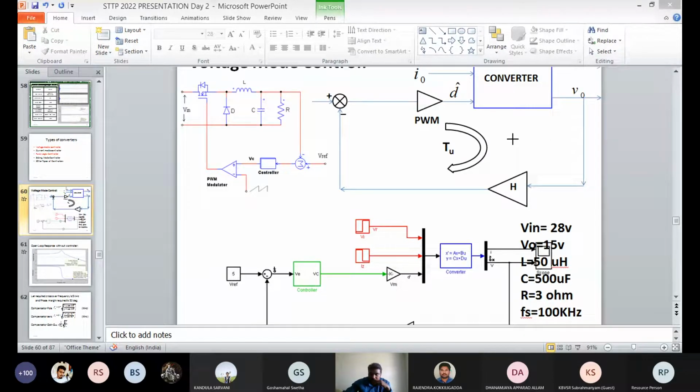We are also trying to change the rise time and peak overshoot of the system, and finally the settling time. That means we know the different time domain specifications: rise time, peak overshoot, steady state error, and settling time.